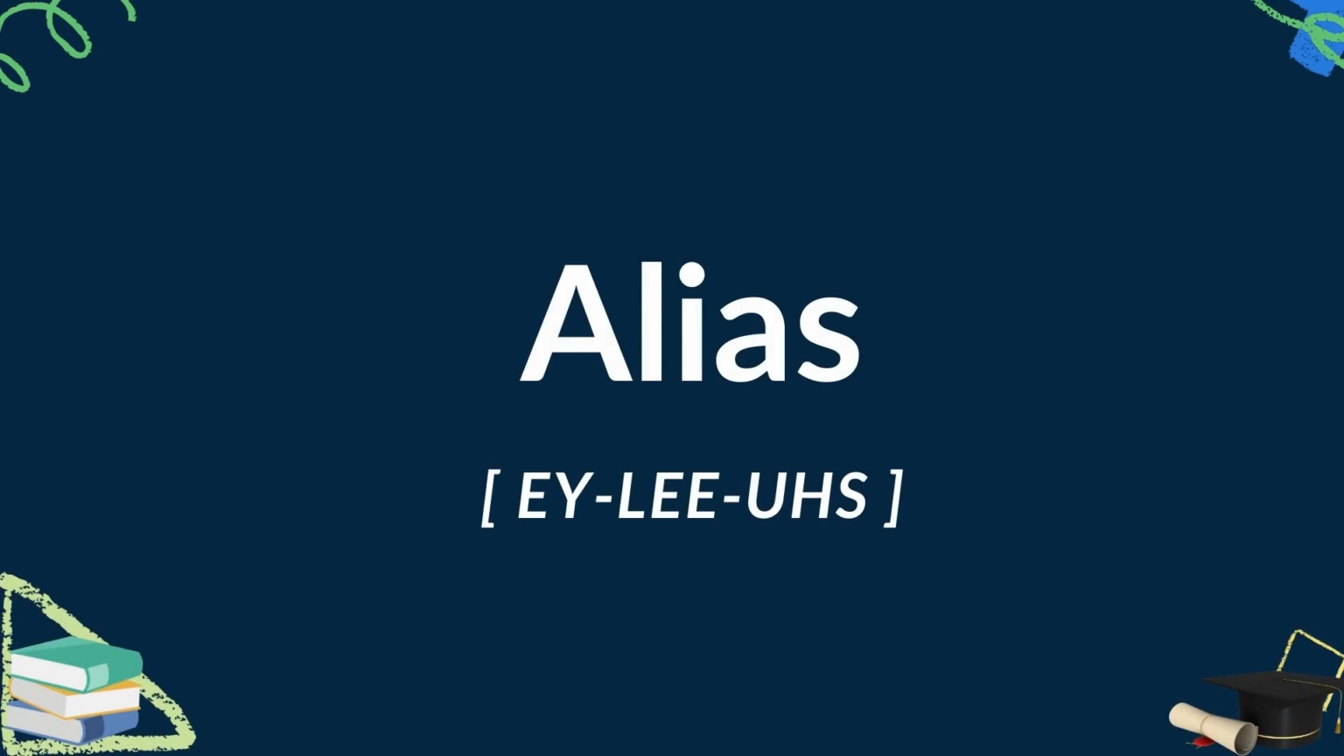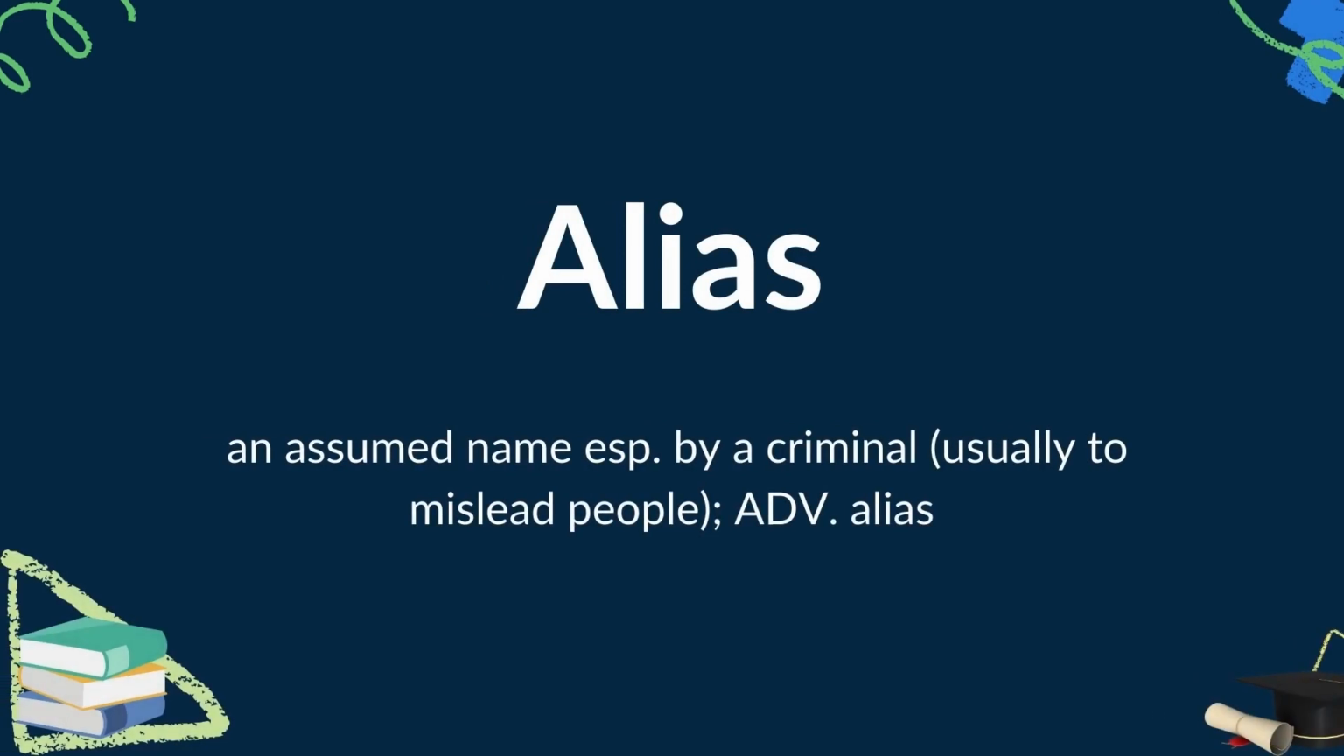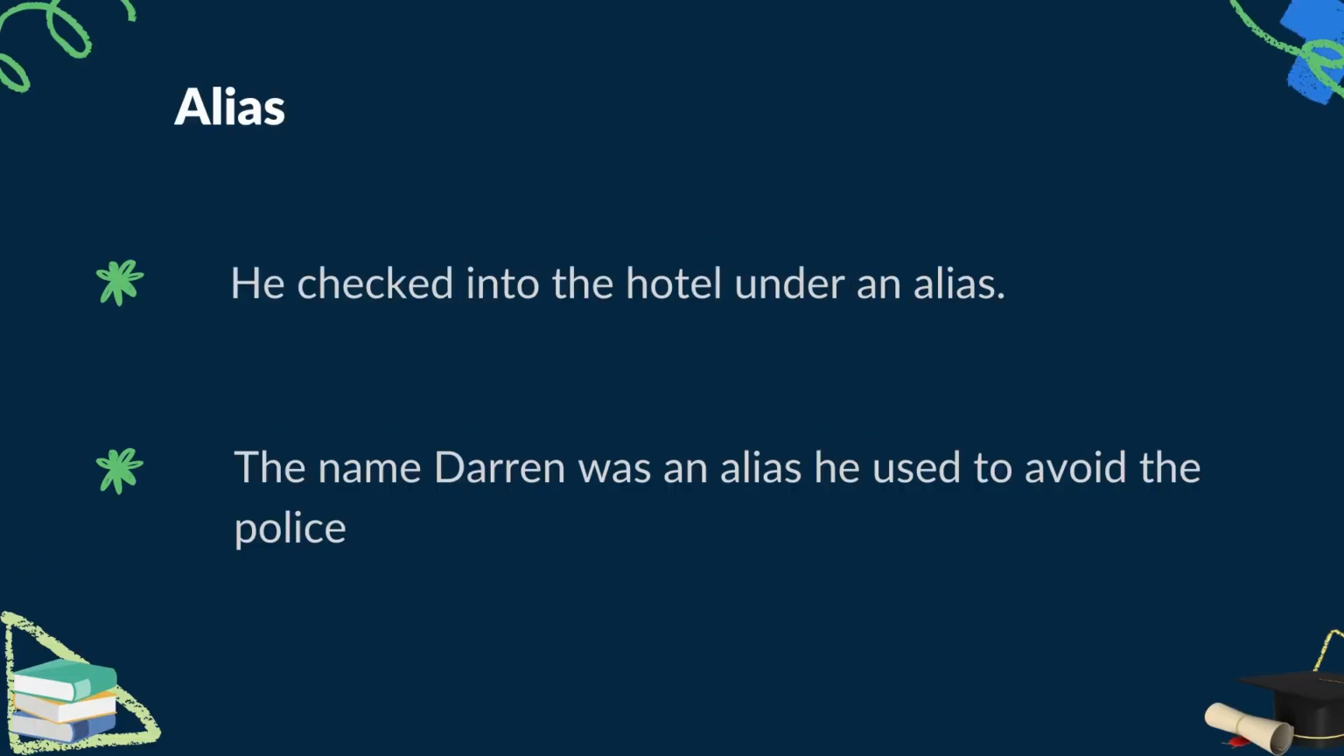The next word is alias. Alias is an assumed name, especially by a criminal, usually to mislead people. Here are some ways you can use the word in a sentence. 1. He checked into the hotel under an alias. 2. The name Darren was an alias he used to avoid the police.